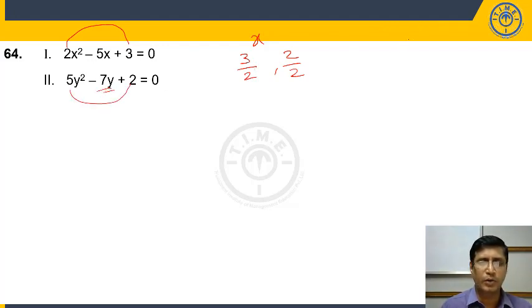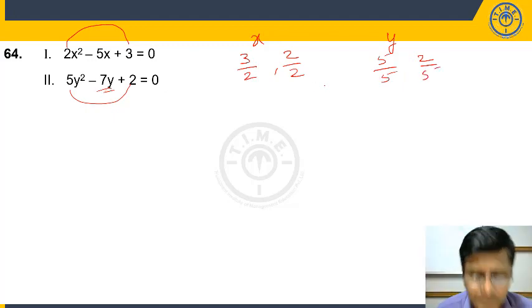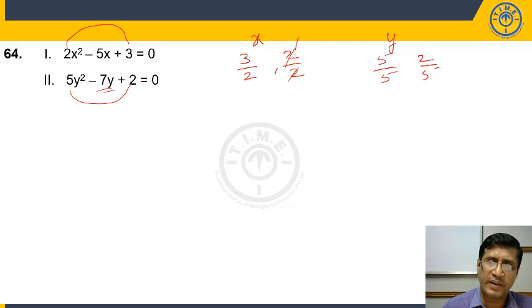So what about the roots of the second quadratic equation? Minus 5 and minus 2 are the factors, so plus 5 and plus 2 by the coefficient of y square. Now simplify this. 2 and 2 means 1 cancellation. 5 and 5 means 1 cancellation. Here x and y both are equal.